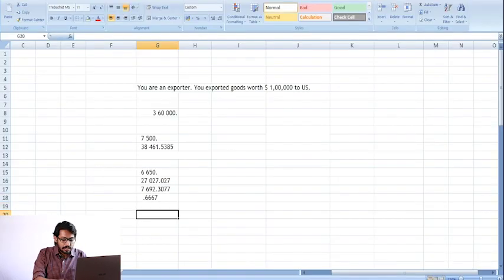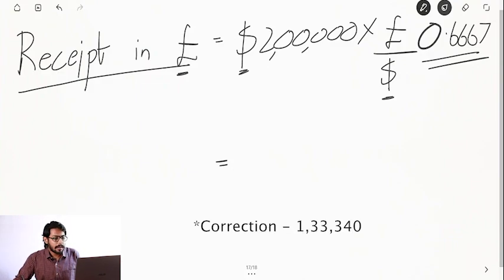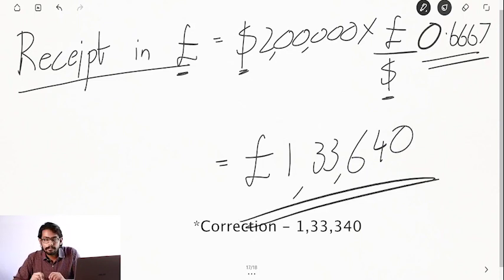So final answer is 2 lakh into 0.6667, which is 1,33,640 pounds. Your final answer is pound 1,33,640. This is ideal. Got it? Understood cross rates.